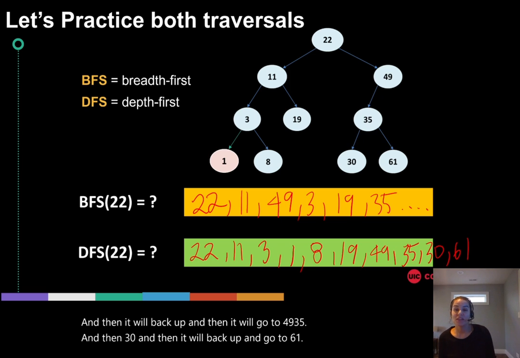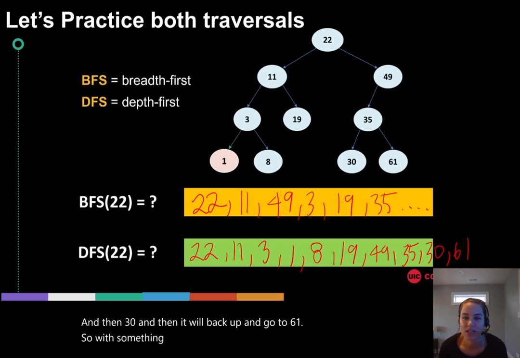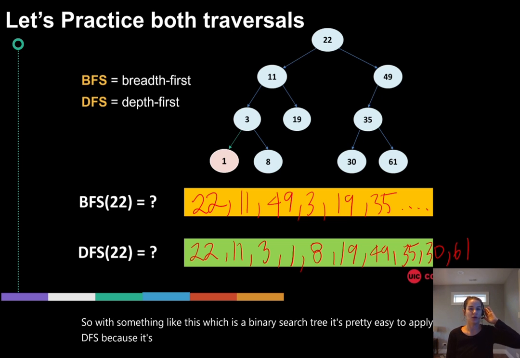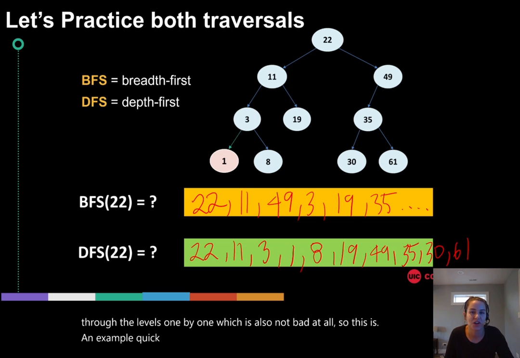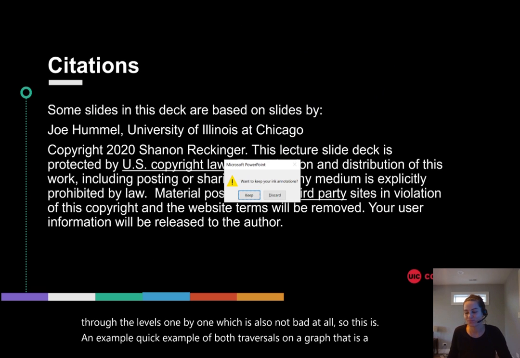So with something like this, which is a binary search tree, it's pretty easy to apply DFS because it's pre-order traversal, and then breadth first search is just going through the levels one by one, which is also not bad at all. So this is a quick example of both traversals on a graph that is a binary search tree. That is it.